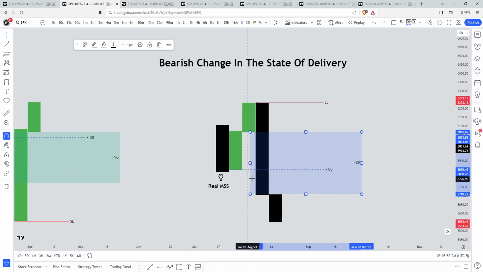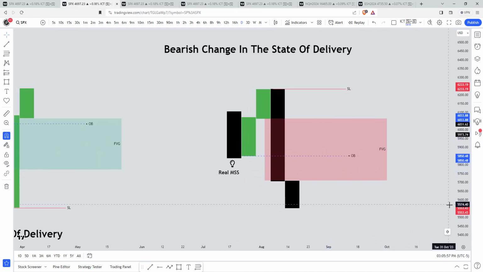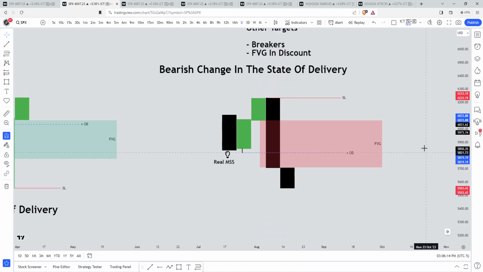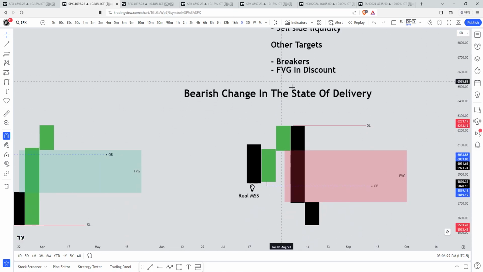Now ICT might do it differently. This should say SIBI, bearish fair value gap. ICT might just use the open. Personally, from what I've learned and just my experience of it, I've found it best to just wait for price to close below the lower wick of those two up close candles. Once price can do that and create a bearish fair value gap, right, I'm targeting sell side liquidity 90% of the time. Other targets can be breakers in a discount or a fair value gap in a discount.